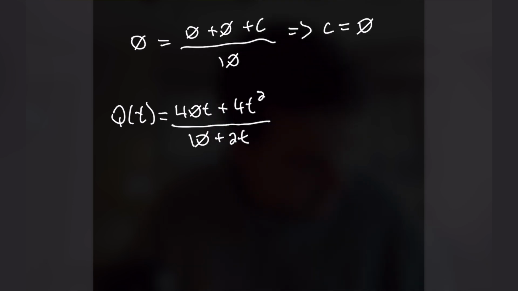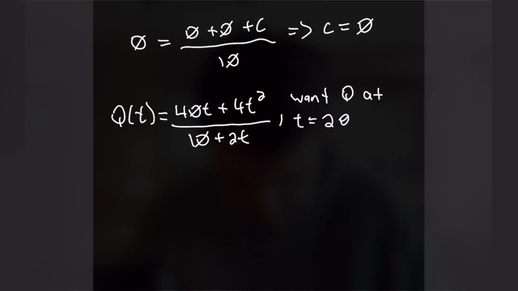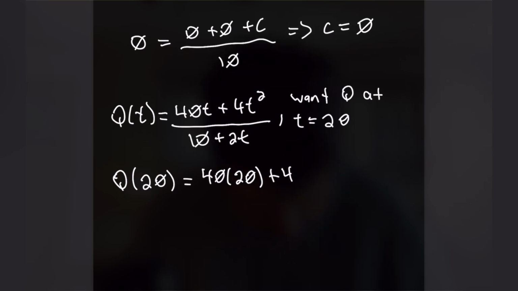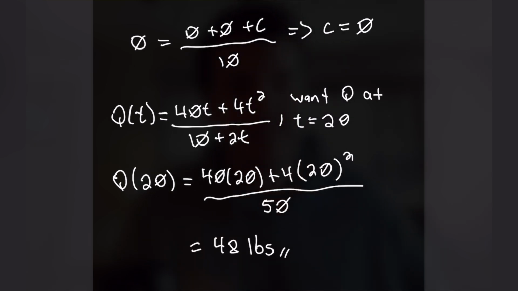And we want to know the q at the time of overflow, and the time of overflow is at 2 minutes. So we want q at t equals 20. So let's go ahead and plug that in, and we will have our final value for our salt at overflow. So q at 20 is going to equal 40 times 20 plus 4 times 20 squared all over 10 plus 2t, which is just 50. And once you evaluate that, you will see that q at 20 is equal to 48 pounds of salt. So that finishes this problem off, and let's get into our second example for mixing problems.